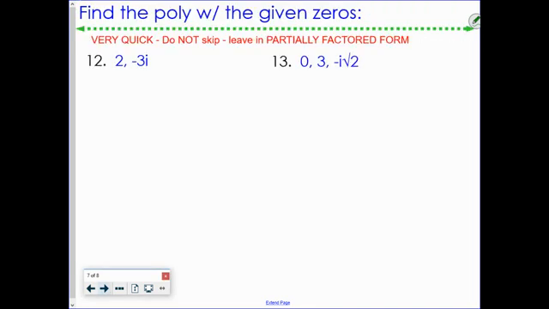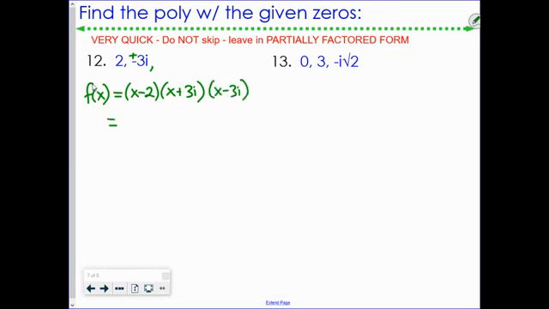Find the polynomial with the given zeros. Oh, these are easier than the ones we've already done if you look at them. Some of them look a little ugly. So if you want to pause your video and just practice. Here, let's go. This would be x minus 2. x minus negative 3i would be x plus 3i. And remember, this one would come in plus and minus form. There'd be a pair of them. So I'd have x minus 3i.